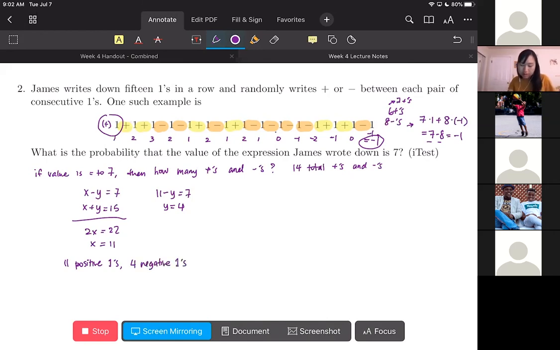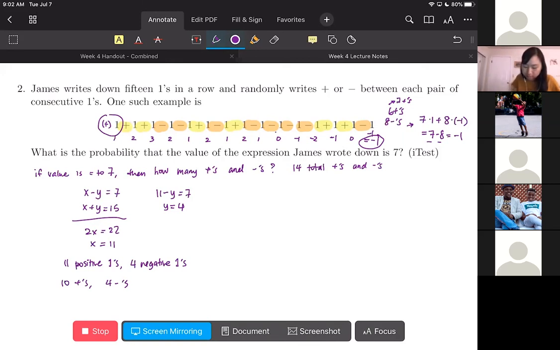And then if we go back to these pluses and minuses, remember the first one is always a positive one. And so that means James writes down 10 pluses and 4 minuses. Any questions on how we got to that?